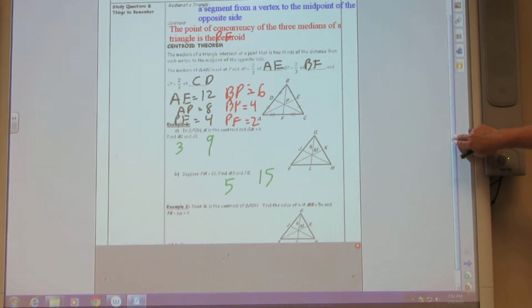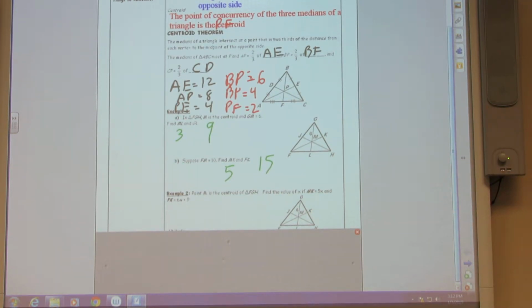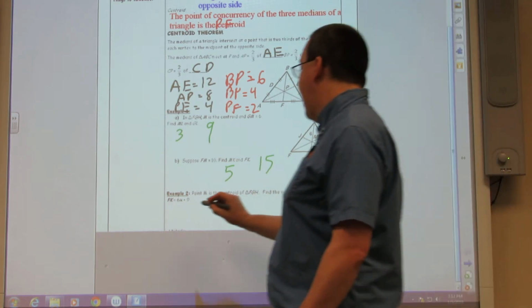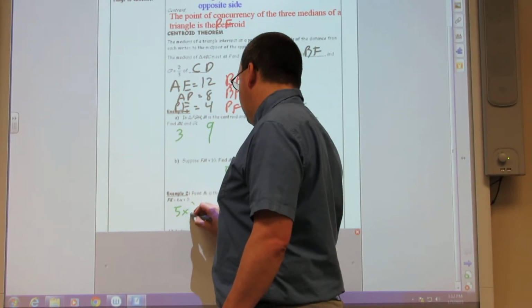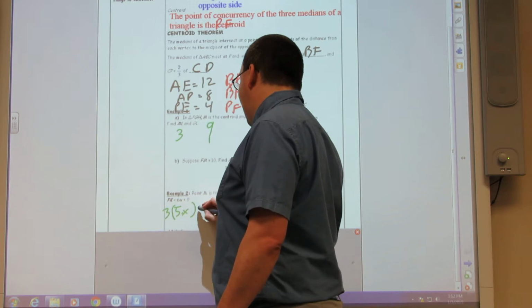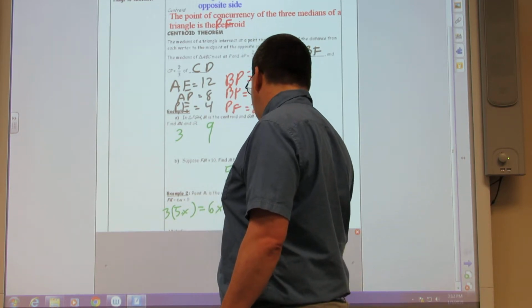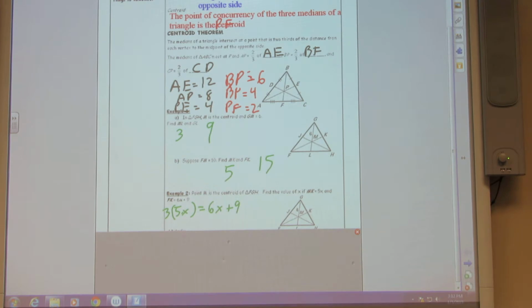The only difficult part of this would be if I set up an equation, like they have in example 2. The key thing is paying attention to which part is smaller, which part is bigger, and make sure you're doing the appropriate thing. FK is the whole thing. MK is the smallest part. So if I'm starting with MK, I want that to get bigger. So to make that get bigger, I multiply that by 3. And that would be my equation.